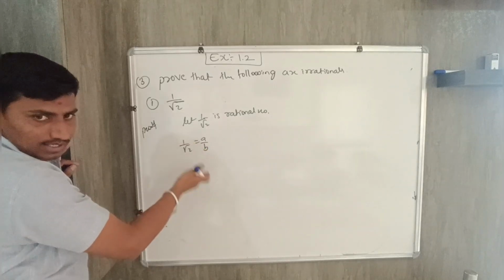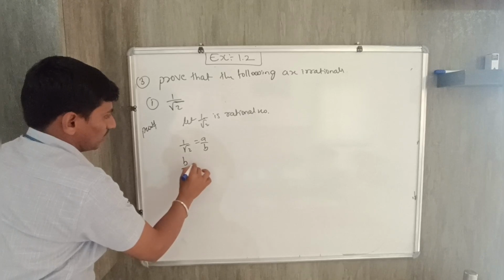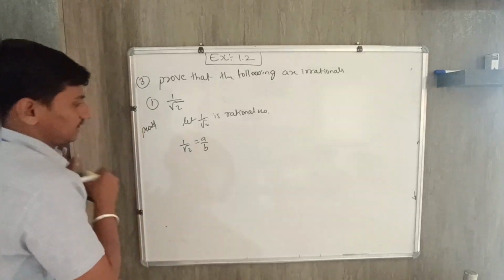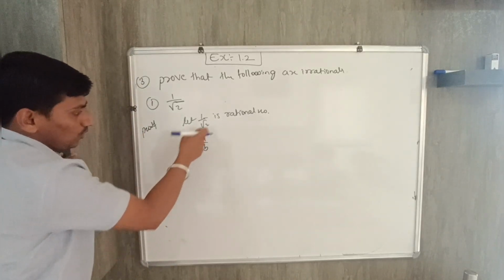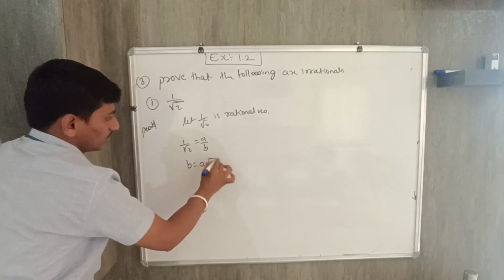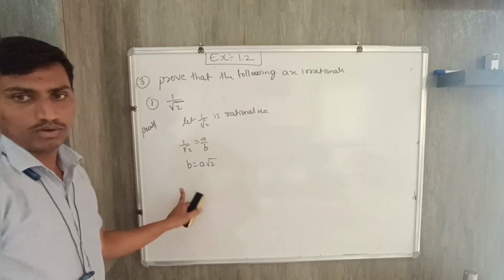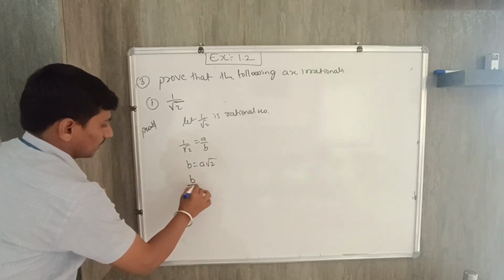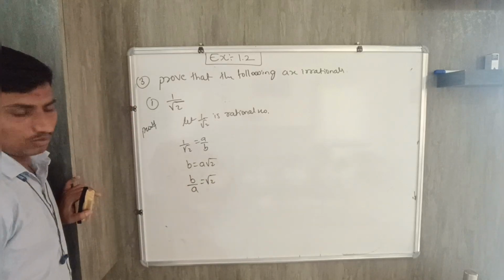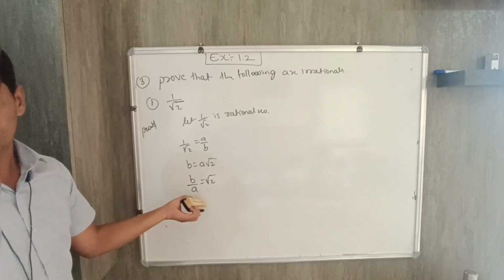So again do cross. B goes to this side, by root 2 equal to A. B goes to this side and root 2 goes to that side. So now B equals A into root 2. Here A multiplies, so A going to this side means divide. Okay. So now B by A equals root 2. So B by A is a rational number.